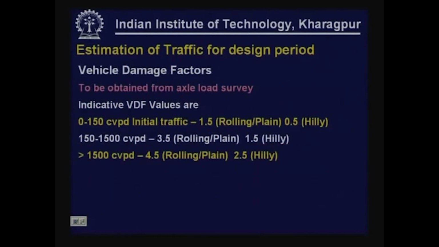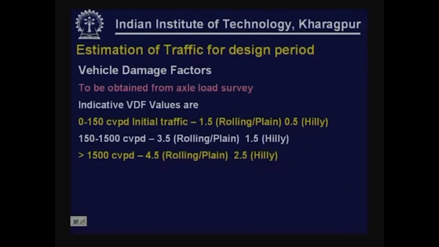And for estimating the traffic, we also need vehicle damage factors. We know that this has to be obtained from axle load survey, but if axle load survey data is not available, indicative VDF values are given for different commercial traffic intensities. For 0 to 150 initial traffic, we can select a value of 1.5 for rolling and plain terrain, 0.5 for hilly terrain.